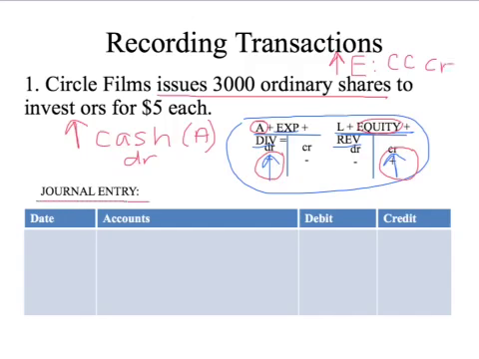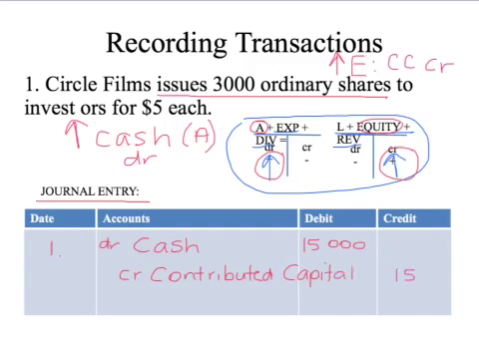Here is the format for a journal entry. First you put the date or the transaction number. Then you put the accounts. The debit goes first. Underneath that you write the credit. So I'm going to write cash first, and I put the amount in the debit column. On the next row, I'm going to put the credit, contributed capital, and put the amount in the credit column. There should be one debit, there should be one credit. The debit goes first, the credit underneath. The amounts should be equal.